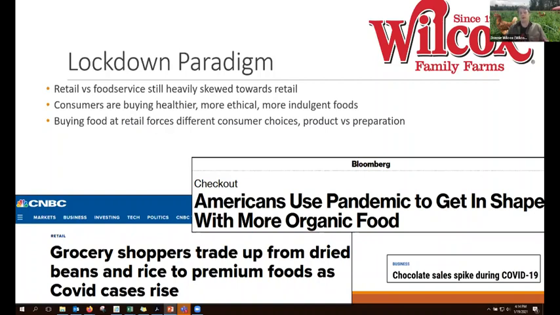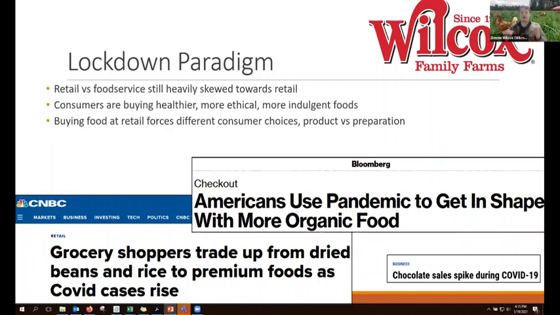But what I think is really interesting is not only the indulgent things, but also that the new purchases in retail skew really heavily towards healthier, more ethical, and more premium. And when you dive into some of the research around this, what you learn is that when you buy food at a restaurant or in a cafeteria, you're choosing how you want your food to be prepared for the most part.